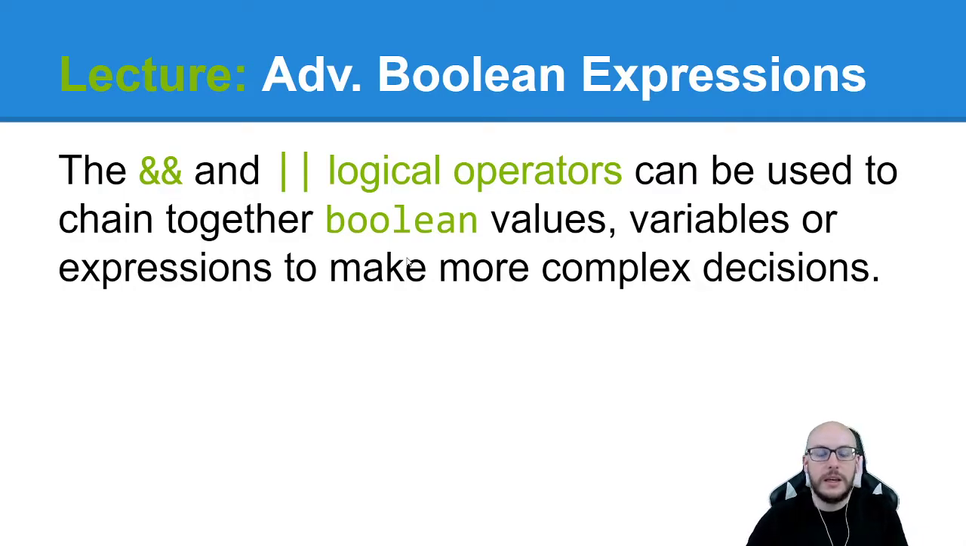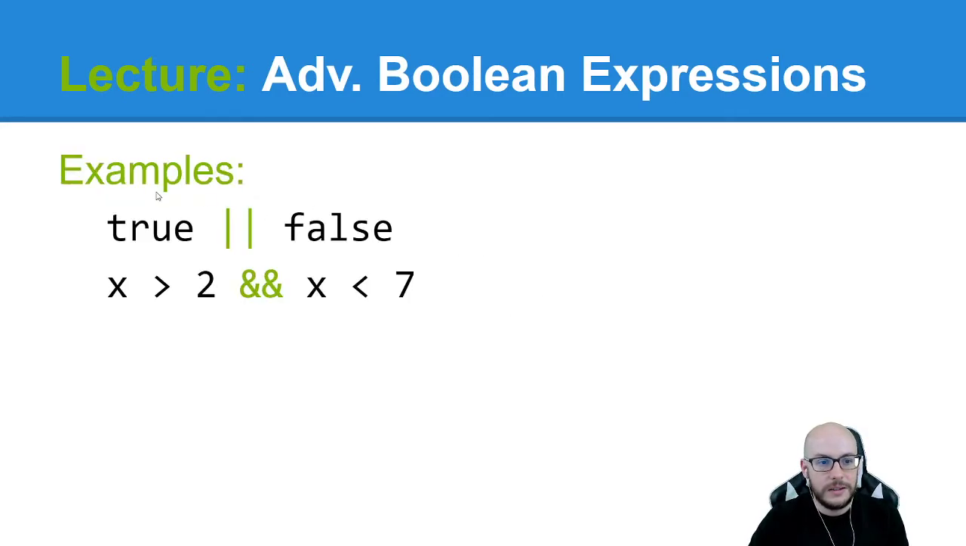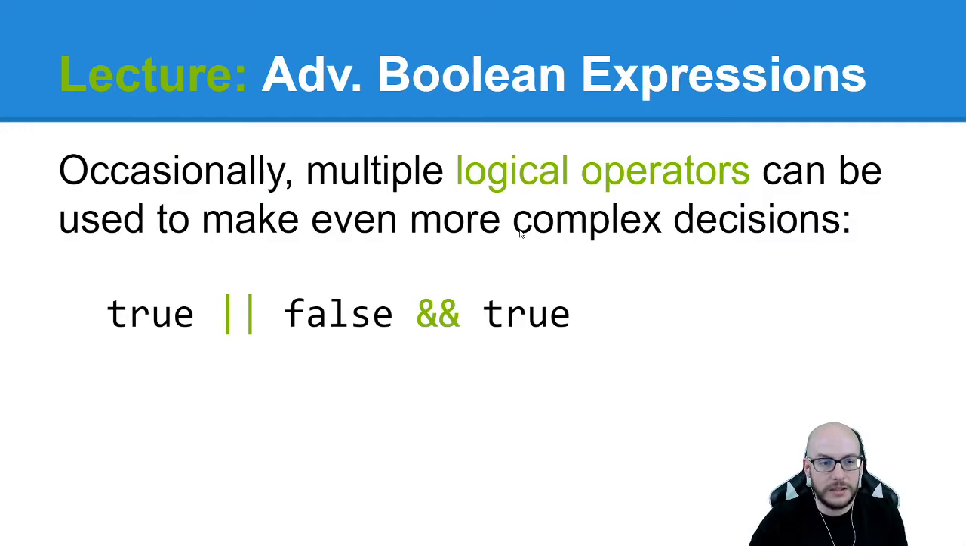The and, or logical operators can be used to chain together Boolean values, variables, or expressions to make more complex decisions. Right? We learned about our and, or, and not logical operators. We can use those with true or false values or even true or false expressions. Here we're using relational operators, which produce true or false values, but they help us make more advanced decisions.